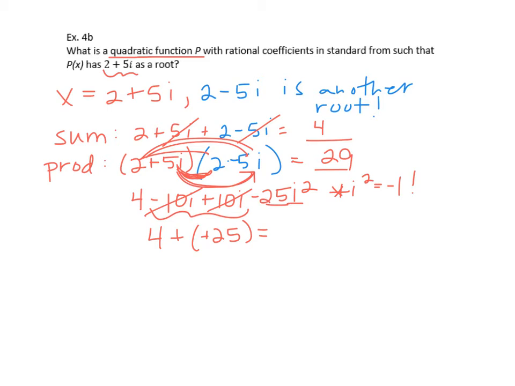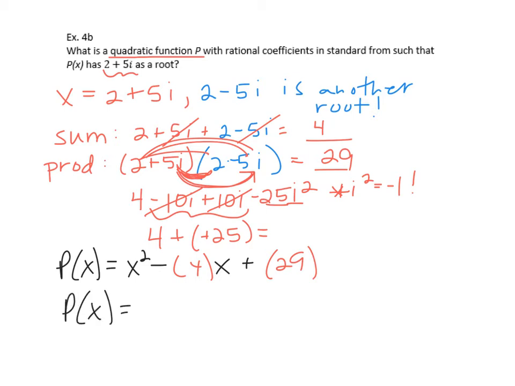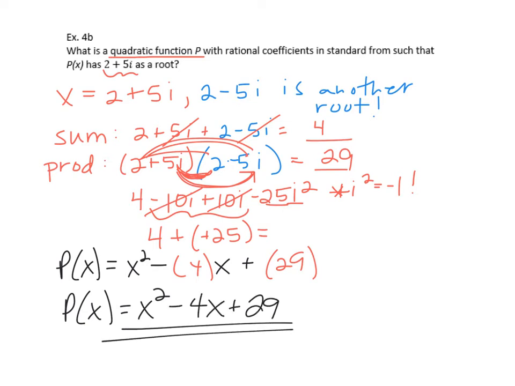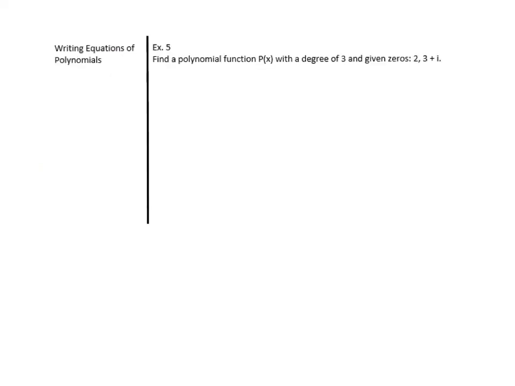Once you know the sum and the product, we're ready for our function. P of x equals x squared minus the sum, which we said was 4, times x plus the product, which is 29. We don't have to simplify anything here, therefore P of x equals x squared minus 4x plus 29. That is a quadratic function that has 2 complex solutions.